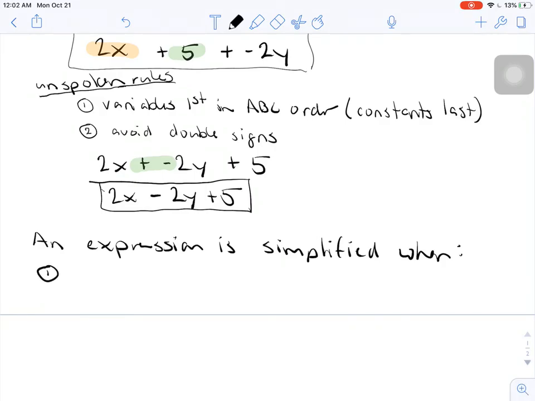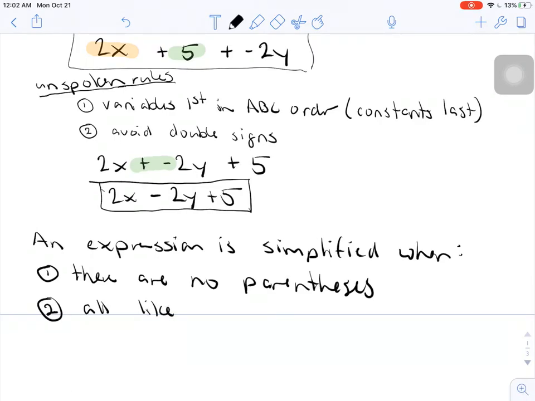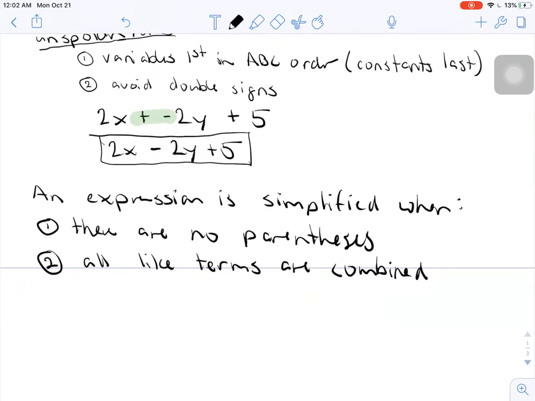there are no parentheses, and all like terms are combined. So we just talked about putting together the like terms. So what we were working with was the second step. The first step, the other part, there are no parentheses. That's where our distributive property comes in handy.